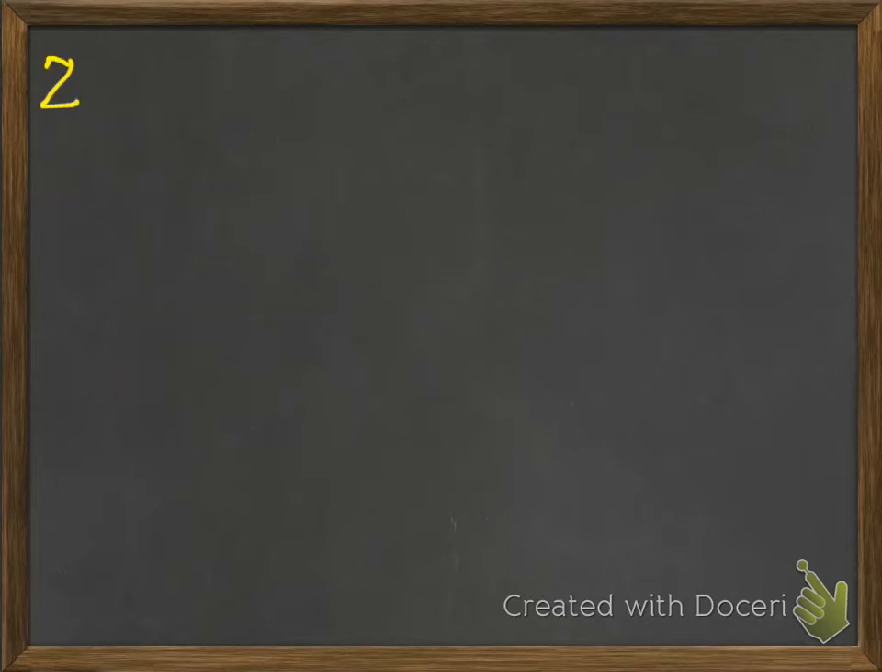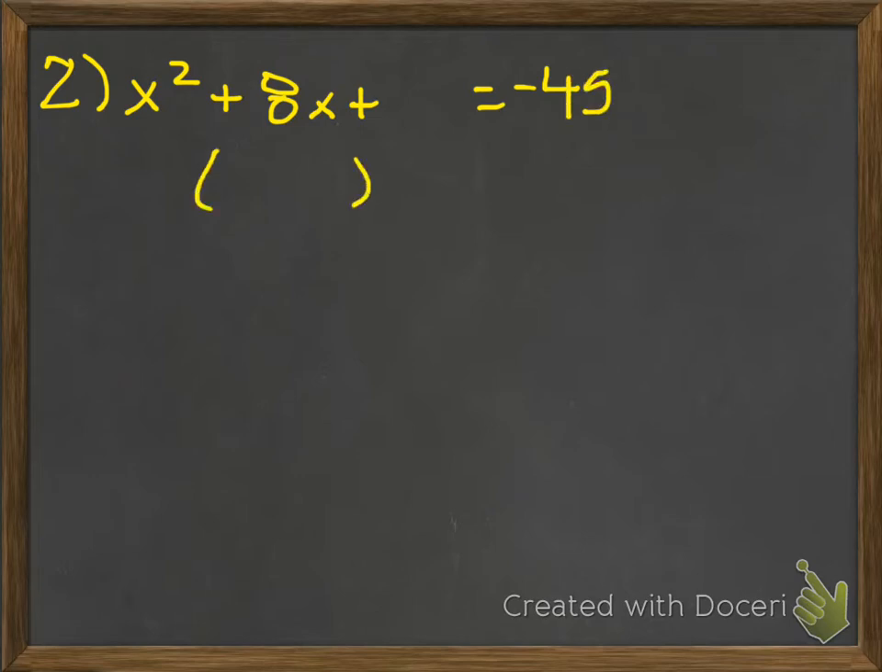Number 2, same type of problem: x squared plus 8x plus blank equals negative 45. Again, divide by 2, so 8 divided by 2 is 4. 4 squared is 16. 16 plus negative 45 is equal to negative 29.